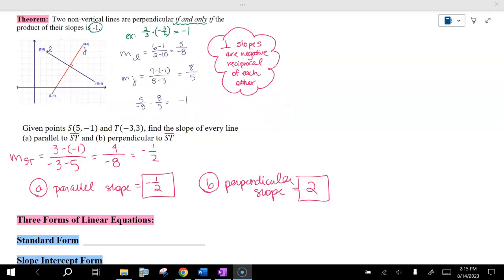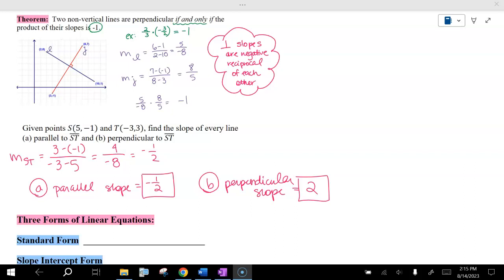So now when we plug this into our slope formula, we can find the slope between those 2 points S and T. And I hope you reduced your fraction here so that your slope is negative 1 over 2. And so any line that's parallel to that line ST is going to have a slope also of negative 1 over 2. But any line that's perpendicular, remember it's going to be the negative reciprocal, that perpendicular slope is going to be positive 2.